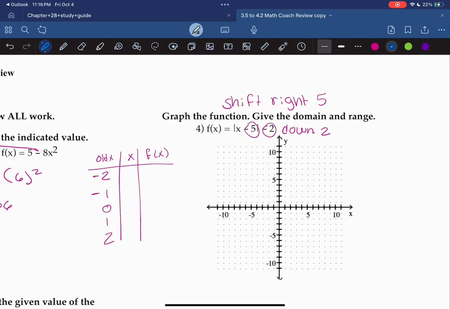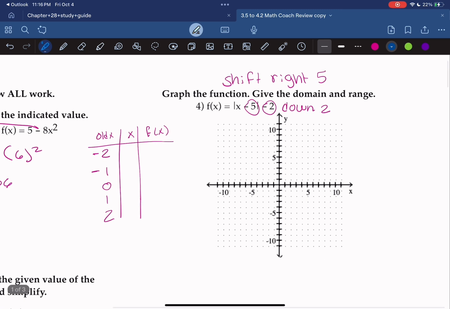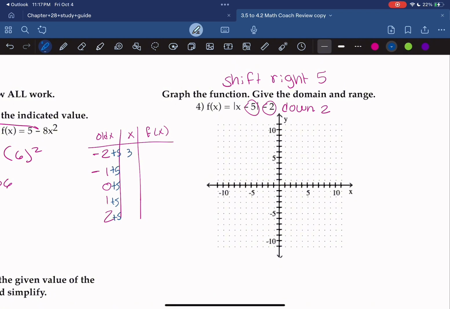Now we say that we shift right 5. This is our x, this is our y. So in order to shift right 5, we have to add 5 to these values. -2 plus 5 is going to be 3. -1 plus 5, 4. 0 plus 5, 5. 1 plus 5, 6. 2 plus 5, 7. And then f of x means that we're going to subtract 2 from these values because we're going down 2.